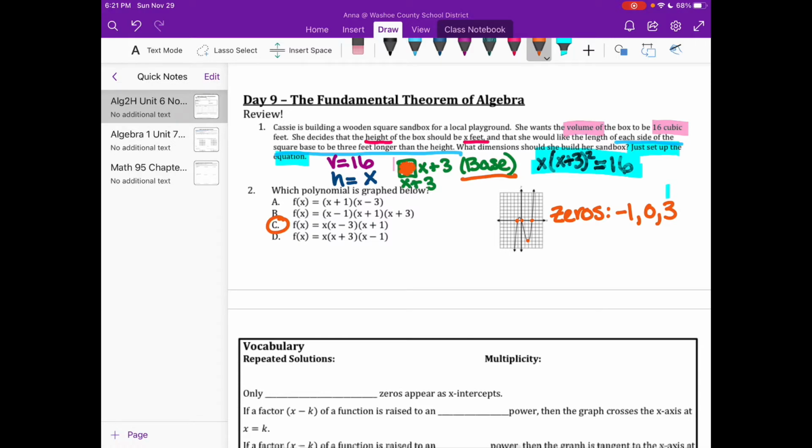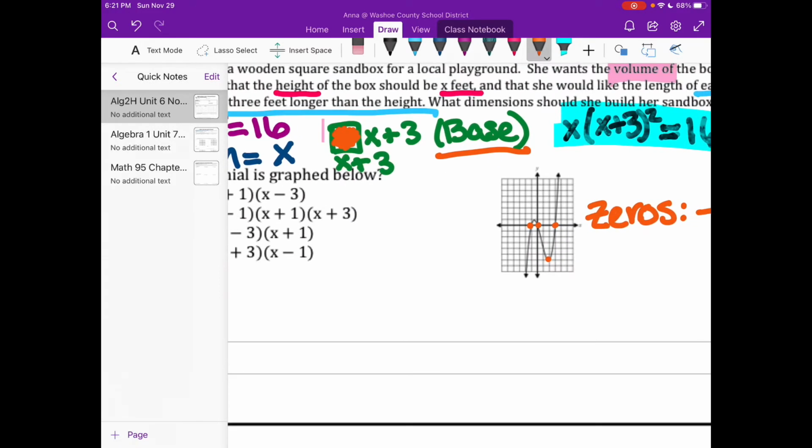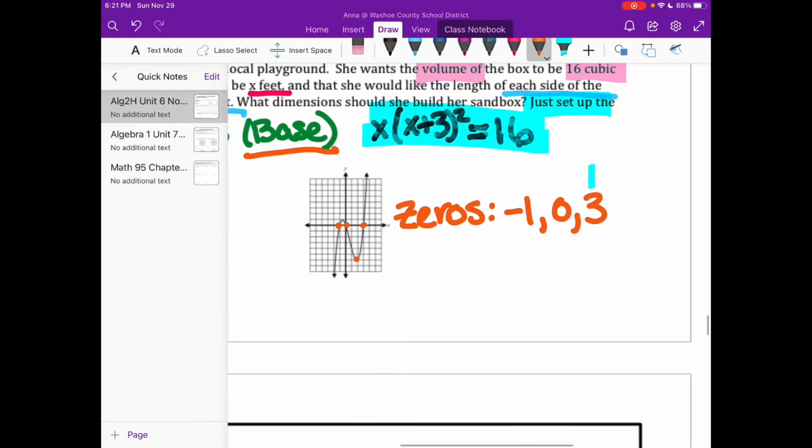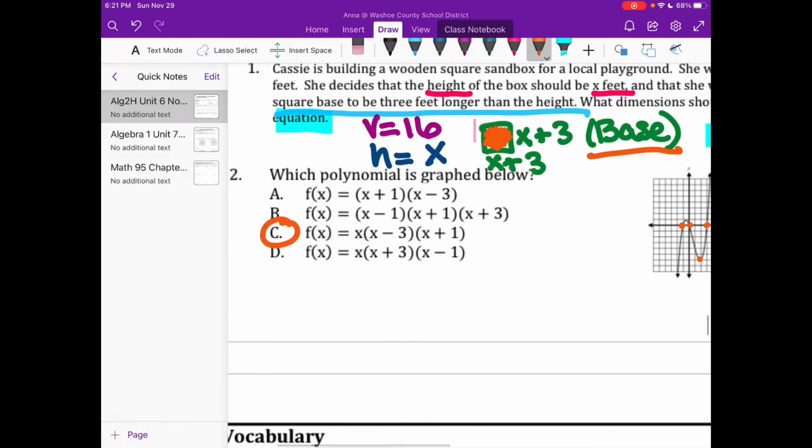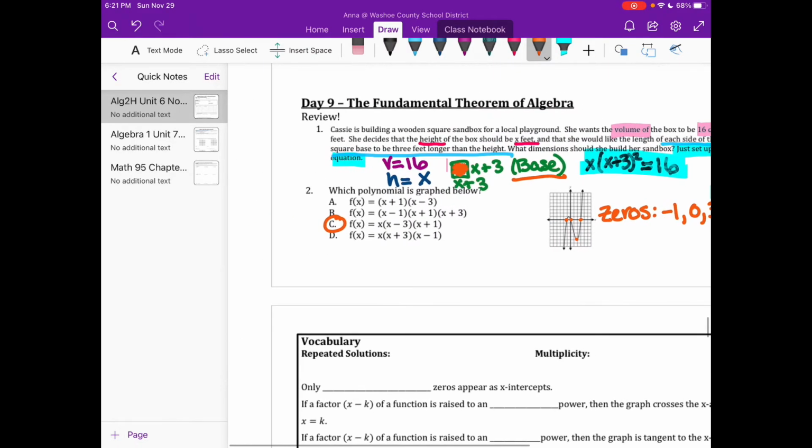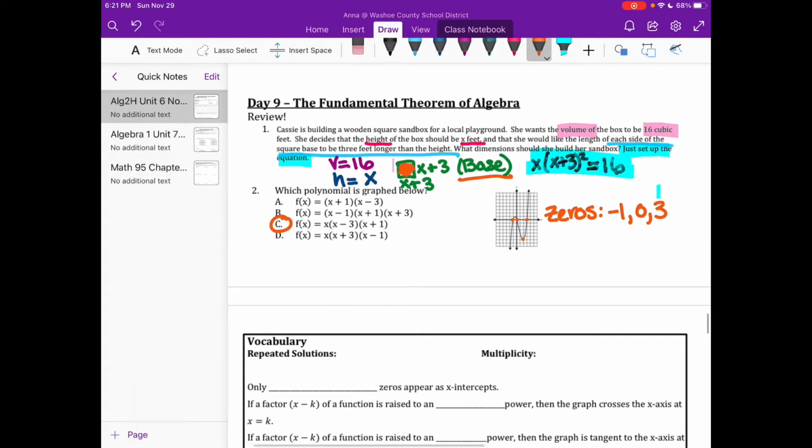Number 2 is a really good one for this unit because we're checking, you're looking at a picture of a graph. That's as far as I can zoom in on the graph. And we're finding the equation, even if we don't really know what the equation is. I used the zeros, -1, 0, and 3, and picked answer choice C. If you have questions on these, you should ask your teacher tomorrow in class.